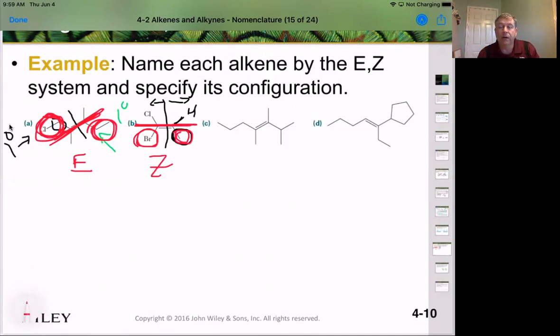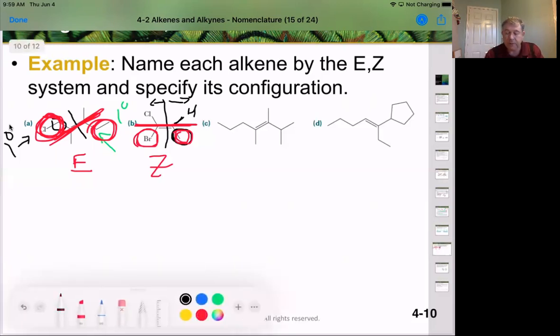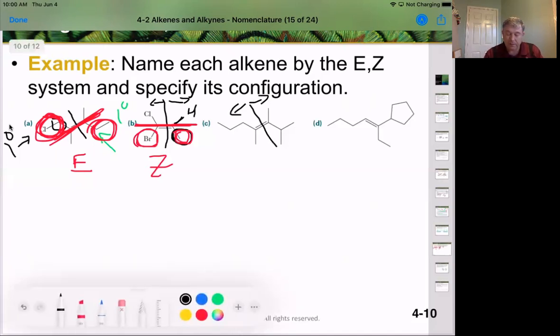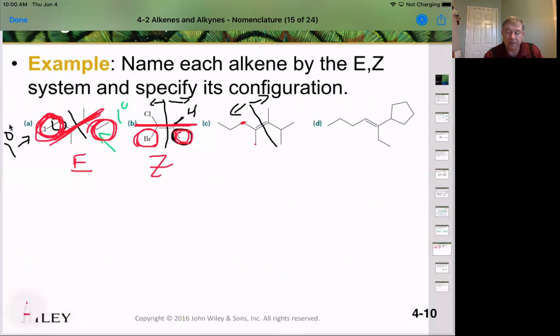Let's take one more and look at some longer chains, okay? Again, the first thing we're going to look at is the highest priority on each side of this double bond. When we look at that, we see that this has a carbon and this has a carbon with another carbon attached, so that makes this our first priority.